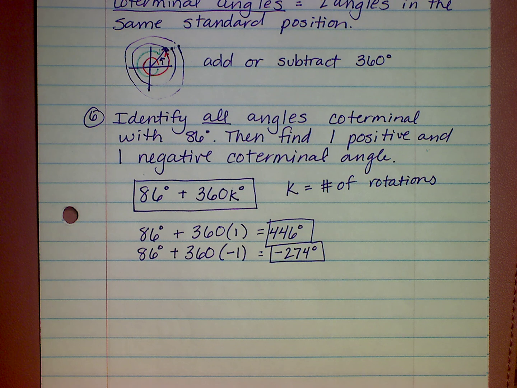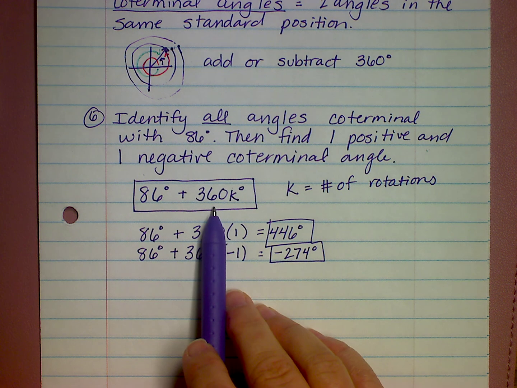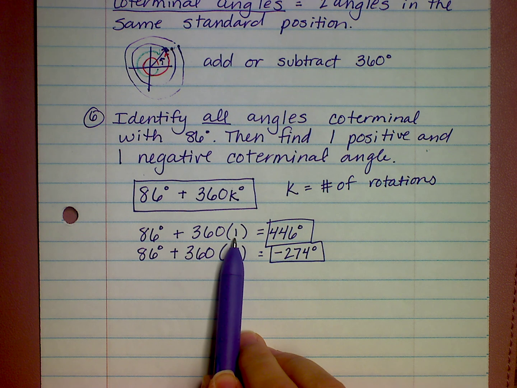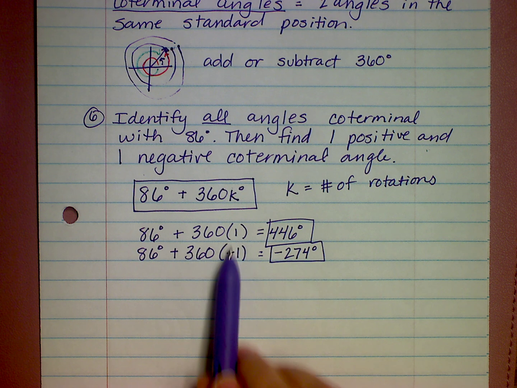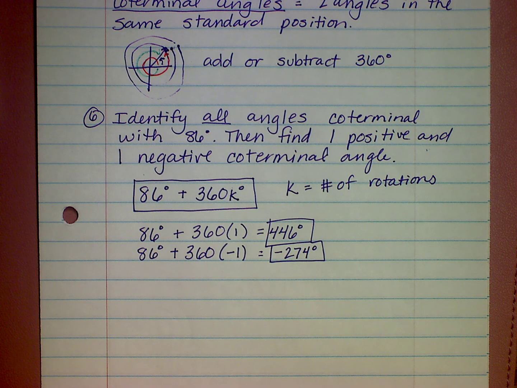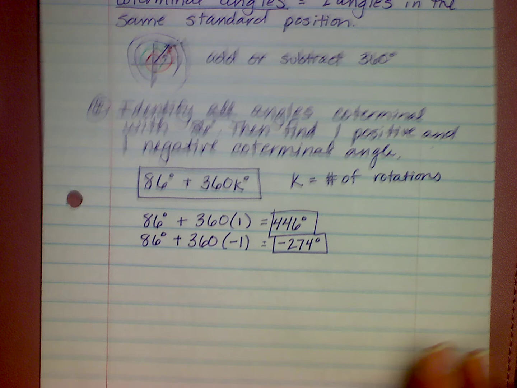Okay, thank you. So I could find another positive coterminal angle if I wanted to. I could make K 5 if I wanted to. That does give me another coterminal angle. It's just usually easiest to stick with the ones that are closest to it as opposed to making bigger and bigger numbers. Okay? Thank you.